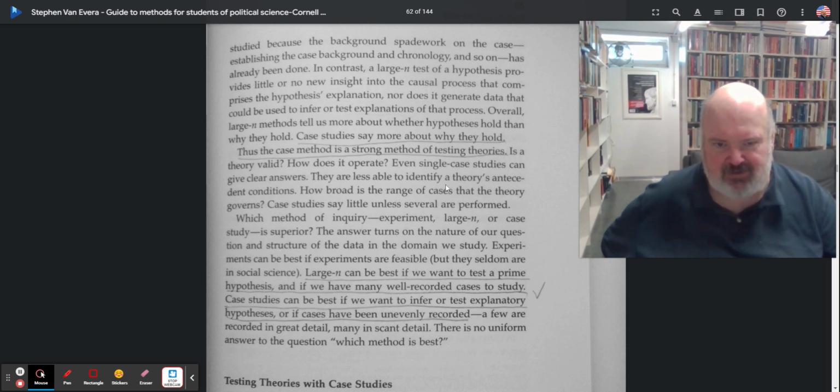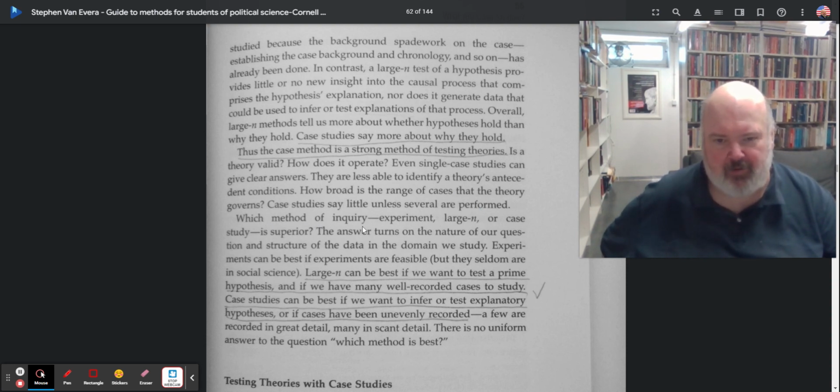Is a theory valid? How does it operate? They are less able to identify a theory's antecedent conditions. Yes, that's true. He says, how broad is the range of cases that the theory governs? So they can't. Case studies say little unless several are performed. In other words, on how broad this is, they are less able to deal with antecedent conditions, as they admitted, right? But how broad this is, well, case studies say little unless many case studies are produced.